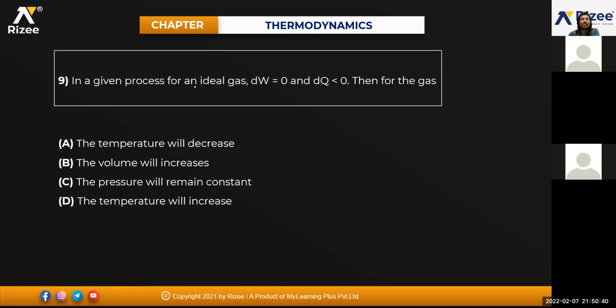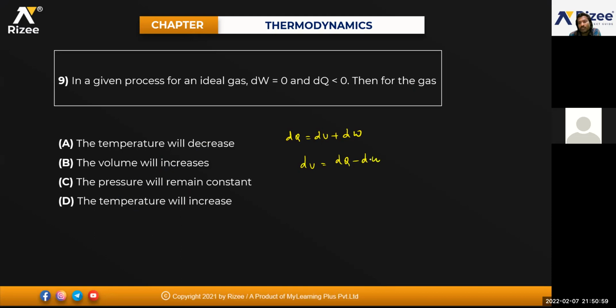Next one. In the given process for an ideal gas, dW is 0 and dQ is lesser than 0. Then for the gas, the temperature will decrease, the volume will increase, the pressure will remain constant. So use the first law of thermodynamics, beta. dQ is equal to dU plus dW. Internal energy will be equal to how much, beta? dQ minus dW, isn't it?